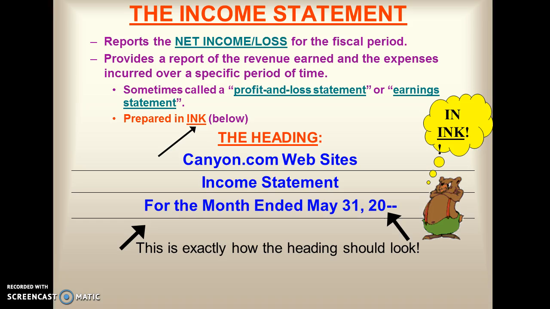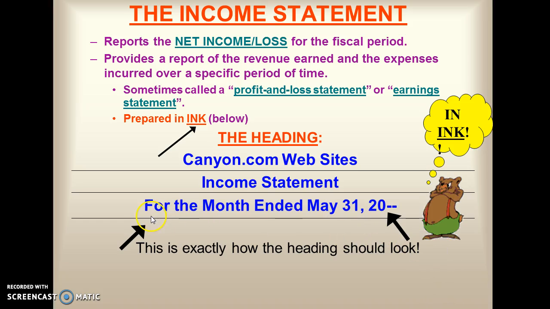Sometimes it's prepared in ink if we're doing it manually, but you're going to use the computer. Once again, remember the heading: the name of the company, the name of the statement, and then for the month ended, whatever month and whatever year you're doing it for. Remember to do this again. We're centering it. It's going to look perfect.